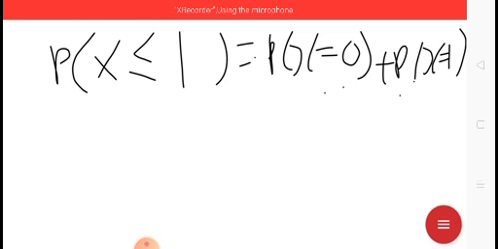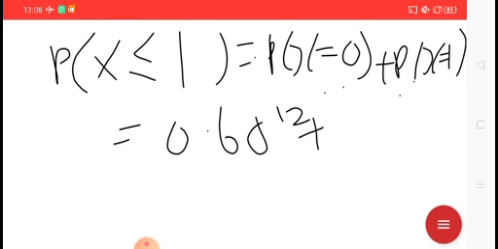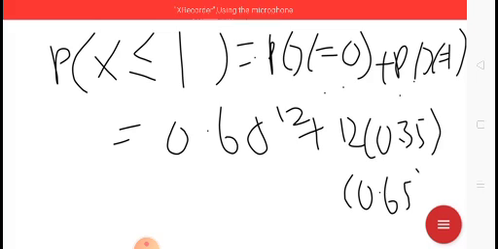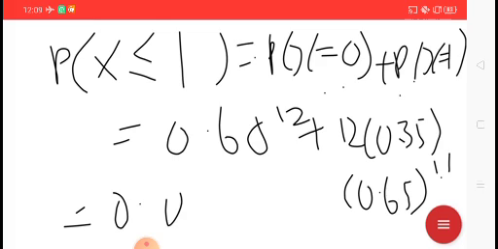Okay, and if you expand this, it is equal to 0.65 power 12, plus 12 times 0.35 times 0.65 power 11. So after you calculate this, you should get P(X less than or equal to 1) is equal to 0.0424.